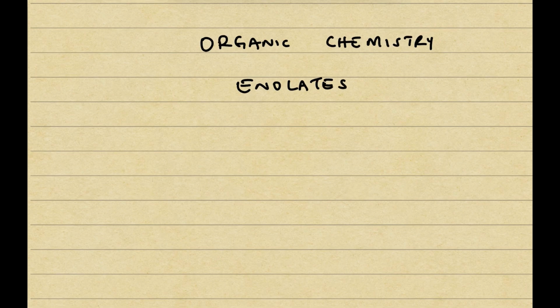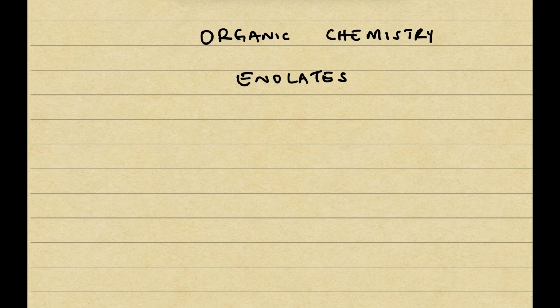So what are enolates? Enolates are very good nucleophiles, and they contain an O- with a double bond. So it has an alkene part, that's the "ene" part, and then it has the alkoxide part, so enolate.